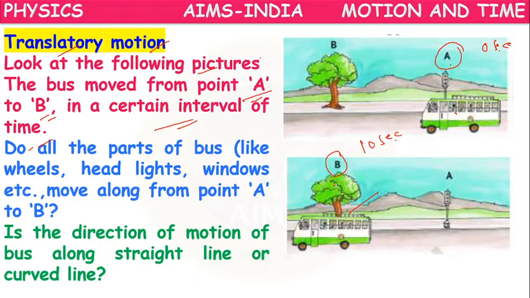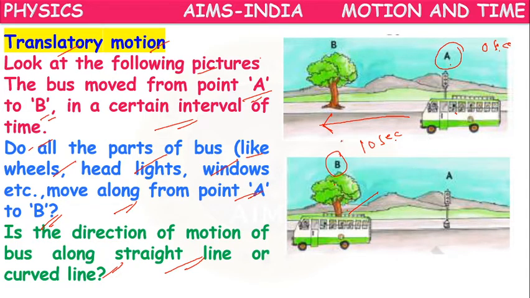A to B. So now the question is, do all the parts of the bus, like wheels, headlights, windows, etc., move along from point A to B? Or is the direction of motion of the bus along a straight line or a curved line? That we have to tell. Now we are saying the bus is moving from point A to point B. Now the question is, are all parts of the bus moving?